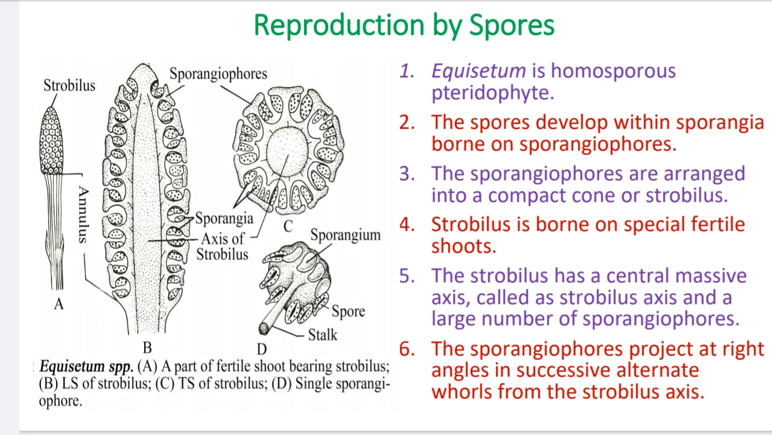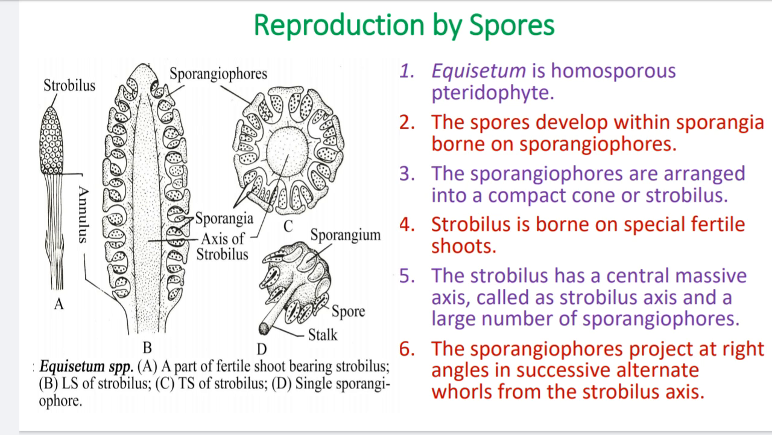And these spores cause the reproduction in Equisetum. These spores always develop in the sporangium. Sporangium develops on the sporangiophores. Sporangiophores are attached to the axis of the strobilus. So the strobilus is made by many sporangiophores and a central axis, and sporangiophores produce the sporangia, and sporangia contain the spores.